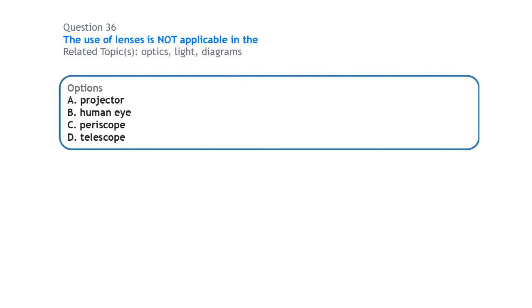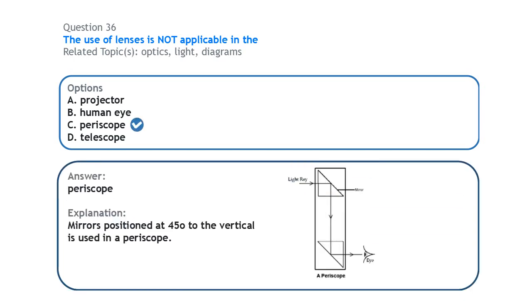The use of lens is not applicable in the periscope. The periscope uses a plane mirror. It uses a mirror, it does not use a lens.